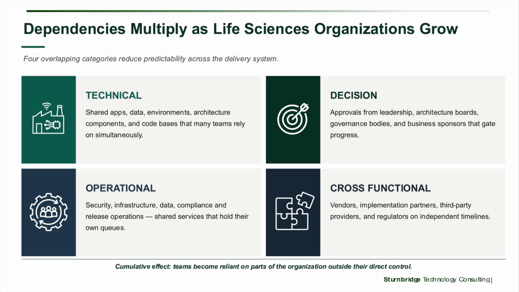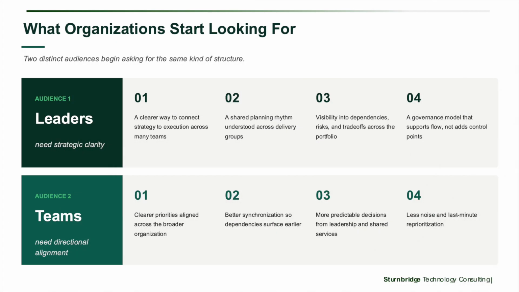Examples include vendors, implementation partners, software providers, plant operations leaders, and regulators. A manufacturing transformation team may be waiting on a system integrator, a validation package, or plant downtime windows before value can be released. When these dependency layers stack together, teams become reliant on parts of the organization far outside their direct control.